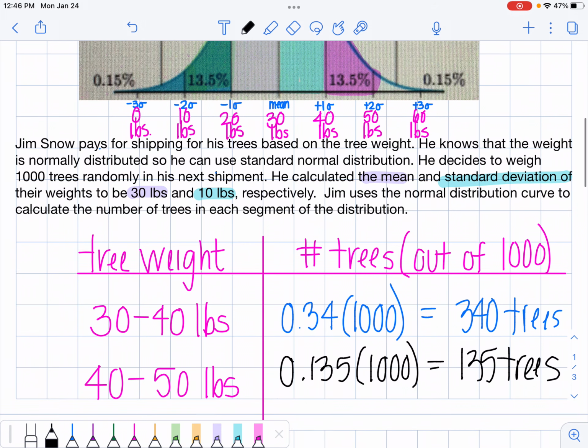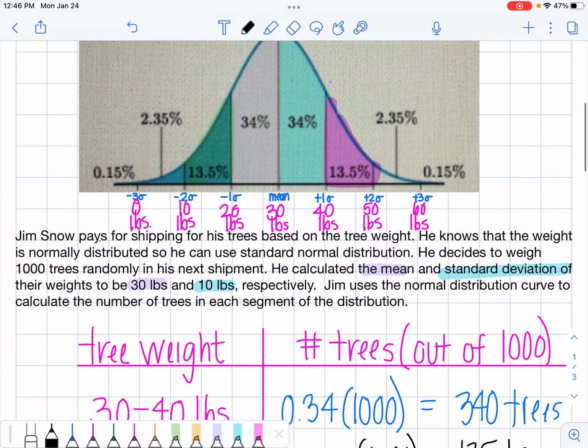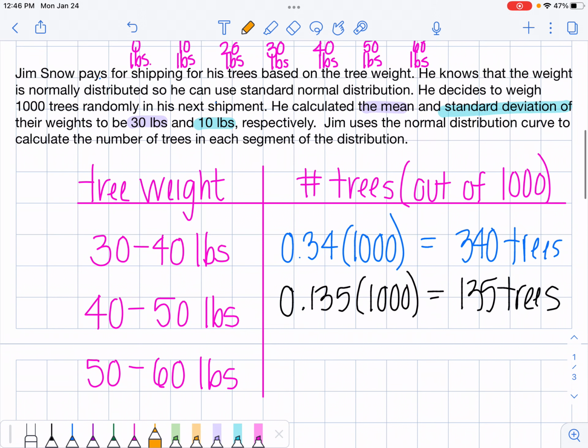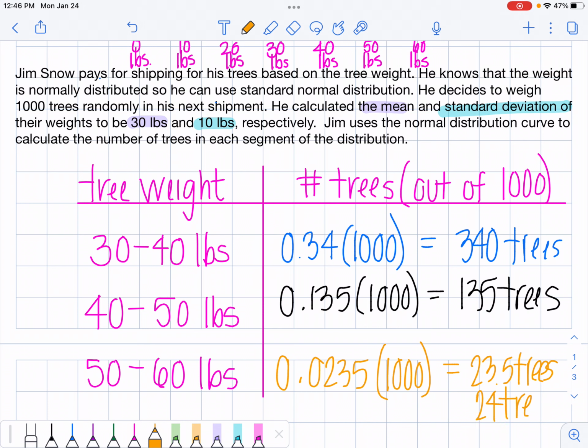Okay, and last, how many trees weigh between 50 and 60 pounds? Between 50 and 60 pounds is this section right here, and it tells me that it's 2.35%. So 2.35% is 0.0235 times 1,000, which gives me 23.5 trees. Well, you can't really have 23.5 trees, so we can round it up to 24, because you can't really have half a tree.